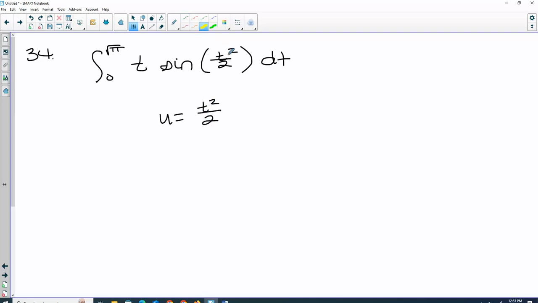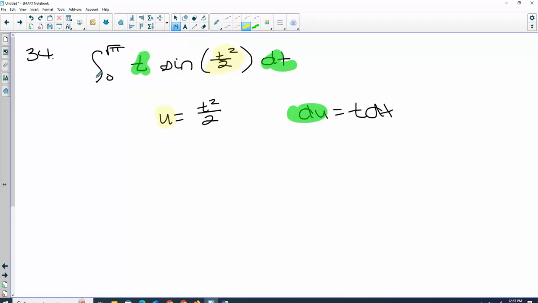One-half t squared, or t squared over 2, just that inside part. So du, the 2 comes down and cancels, so you get t dt, which, nice enough, is what we want. Did you guys change your limits? I think most of you do, but a couple of you don't. I love changing my limits.